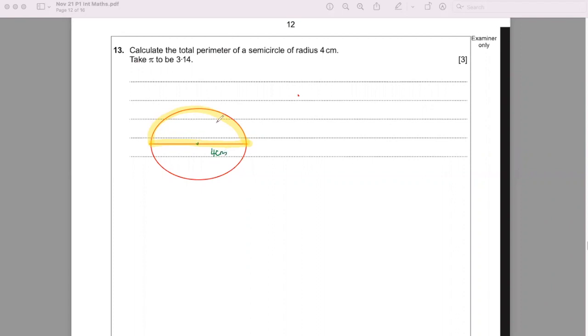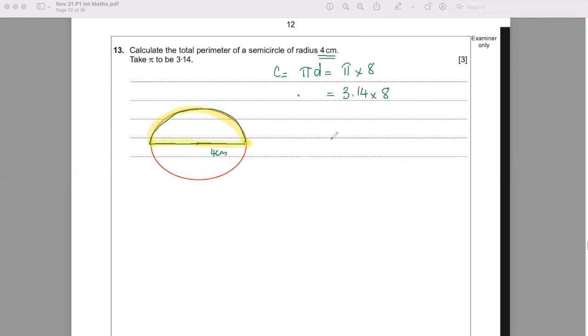And then you're looking at the perimeter, so you have to work out that curved bit first, which is half of a circle, and then you have to add the diameter as well. So don't forget that diameter there as well. Okay, so the circumference of a circle is pi d, so that will be pi times 8, isn't it? Because the radius is 4. So that's 3.14 times 8.